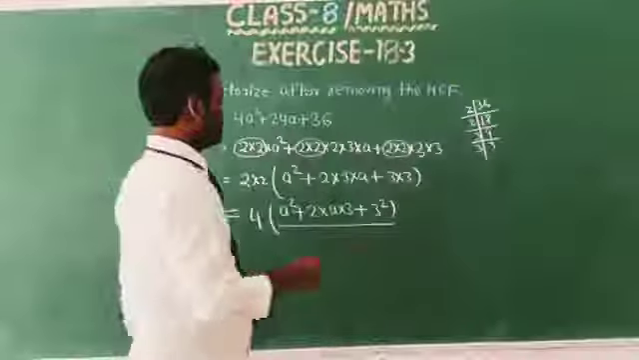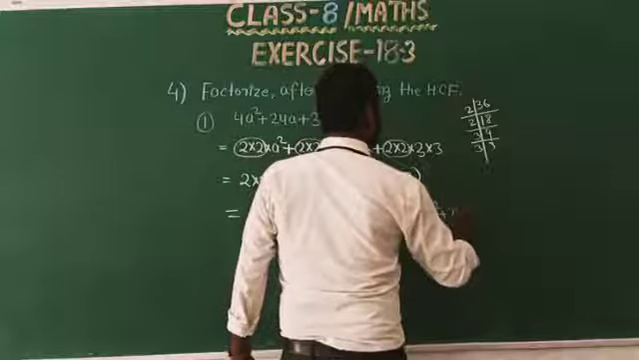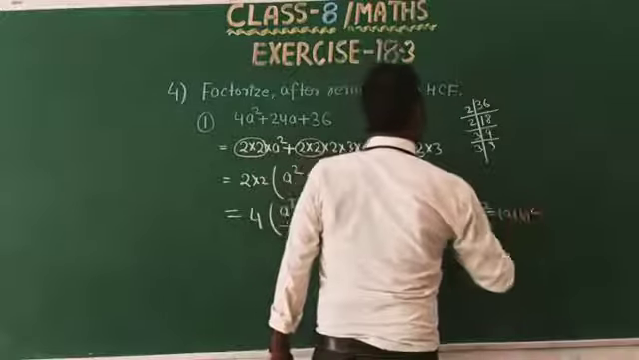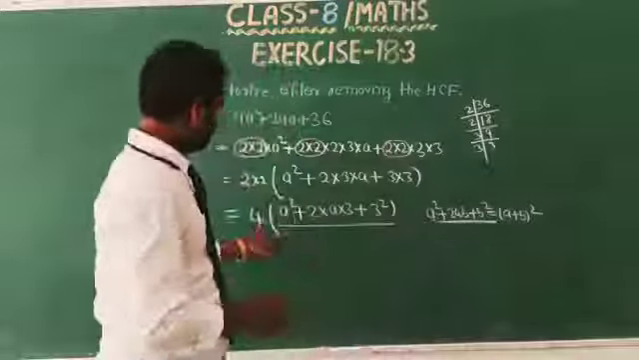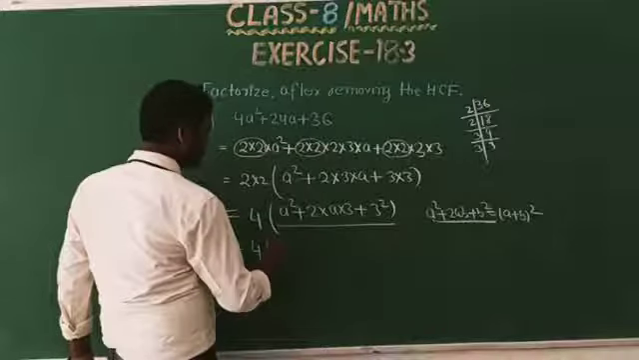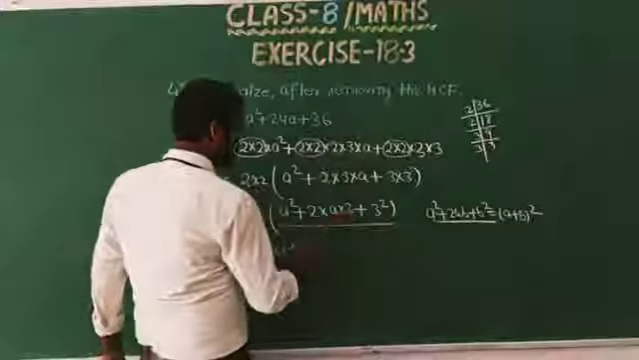a square plus 2ab plus b square equals a plus b whole square. So this becomes 4 into a plus 3, a plus 3 whole square. This is the solution of the first part of question number 4.